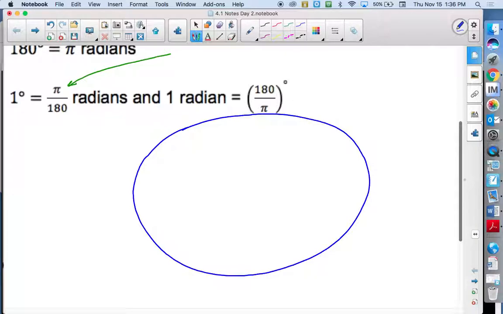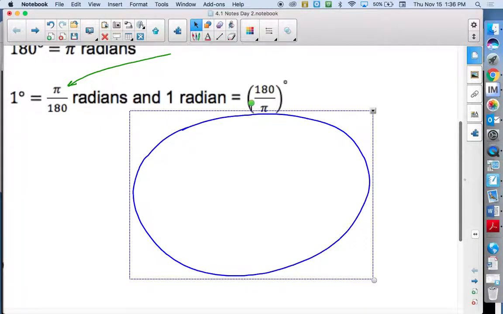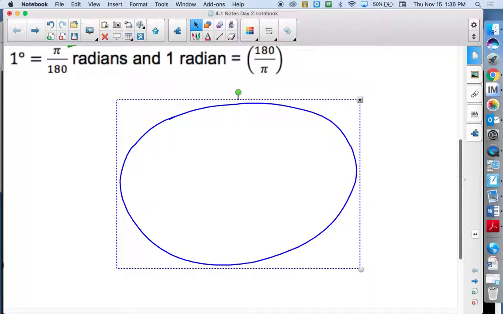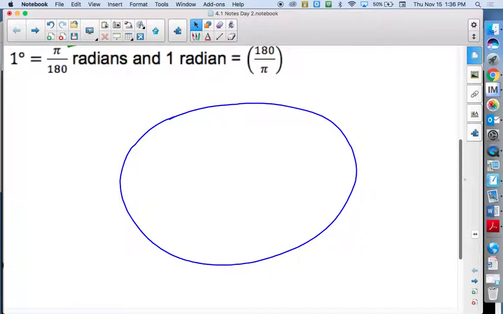Oh, that looks all right. So draw yourself a nice circle. Move mine down a little bit. There are angles that we refer to as common angles on this circle. Those common angles, tomorrow we're going to correlate or match with a degree or a radian value.